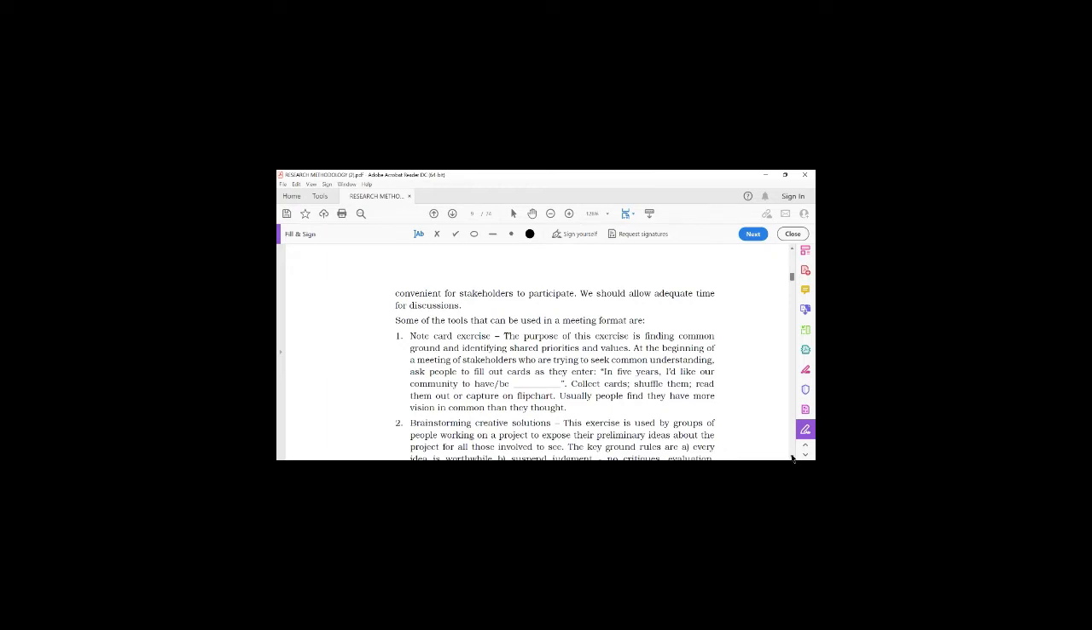Some of the tools in the meeting format could be the note card exercise. The note card exercise is where you want to see your community in the next 5 years. You take a card from everyone, so everybody will have their own ideas. You write all those ideas, then you make a priority list of the most conducive idea that all of you would agree upon.